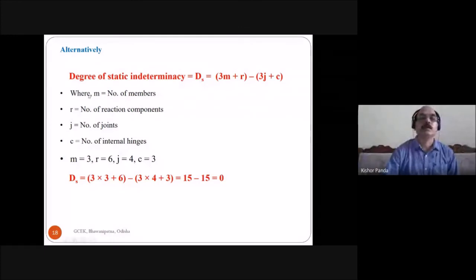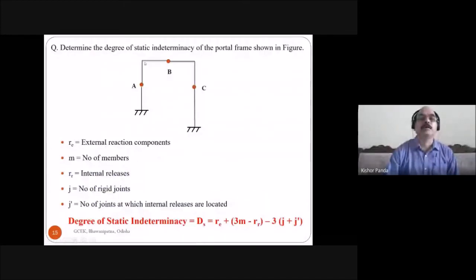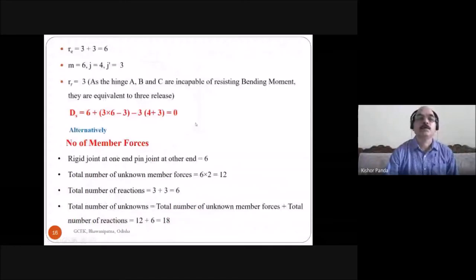Here you see, m is equal to the number of members, r the reaction components, j the number of joints, c the number of internal hinges. So here you take m is equal to 3. You have to take this is one member, this is one member, and this is one member. 3 members.